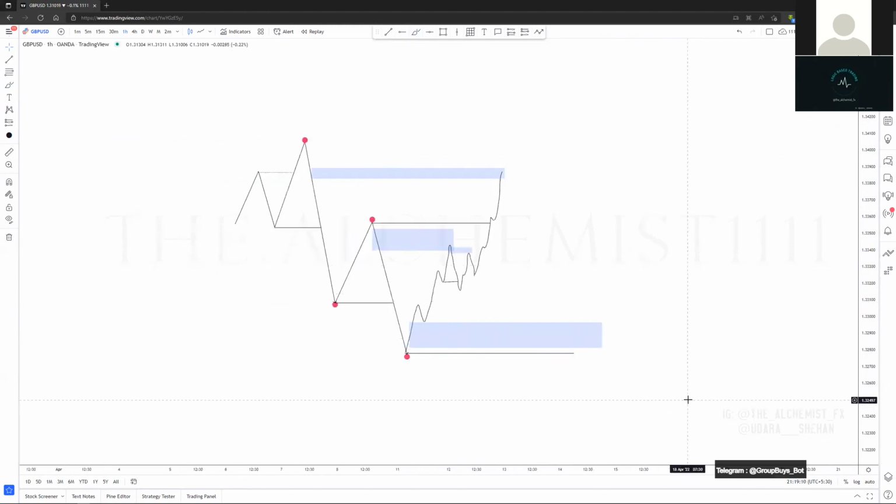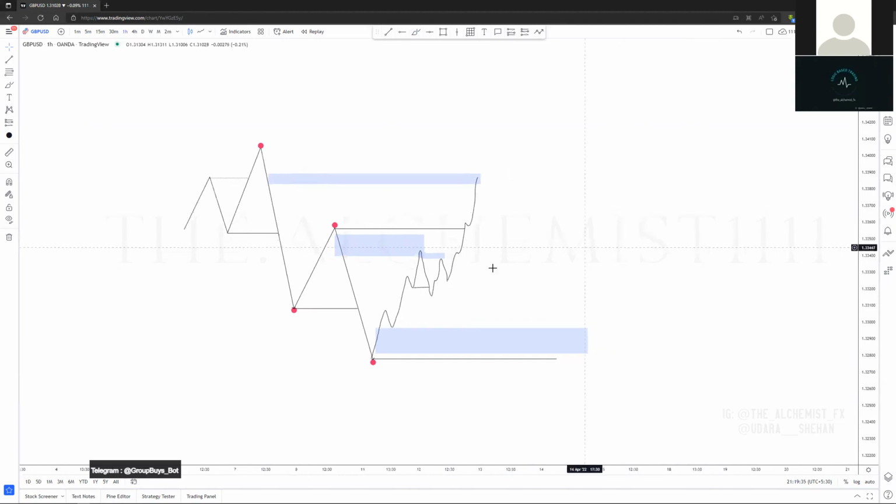But remember, market structure is the most important thing. Market structure will be the first one, then comes liquidity. Structure combined with liquidity, because market structure is the one that's going to give you the direction. If you understand the direction, your entries will be very easy, because that's the thing most people are struggling with.